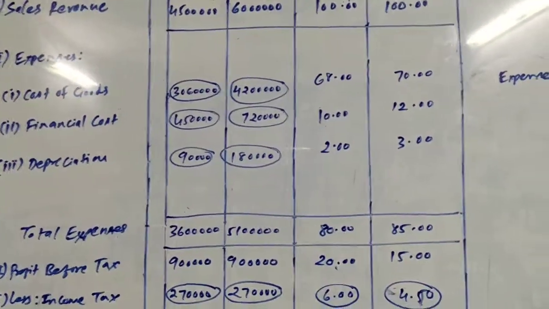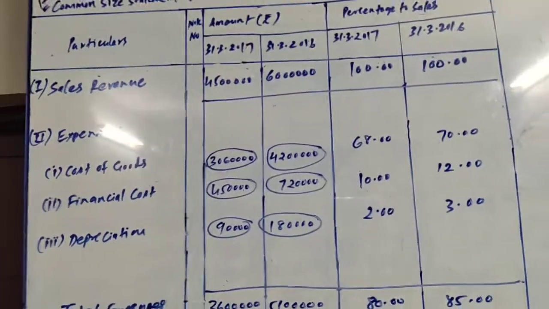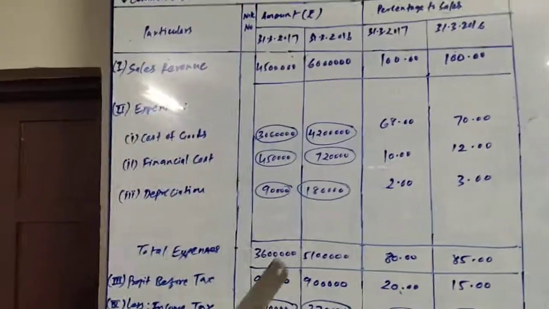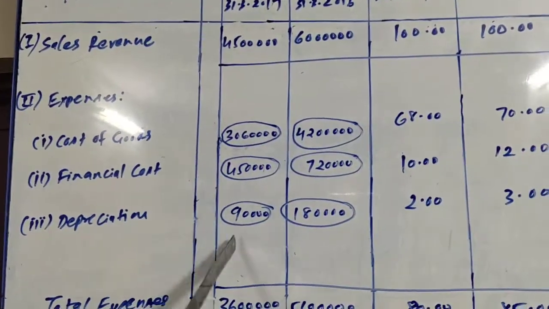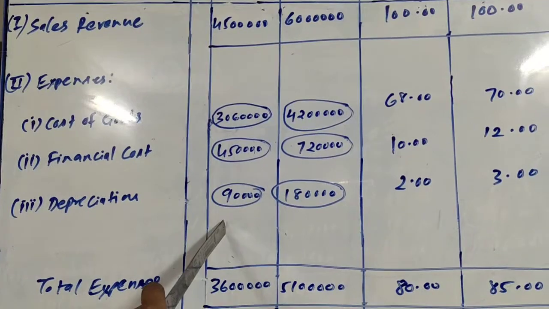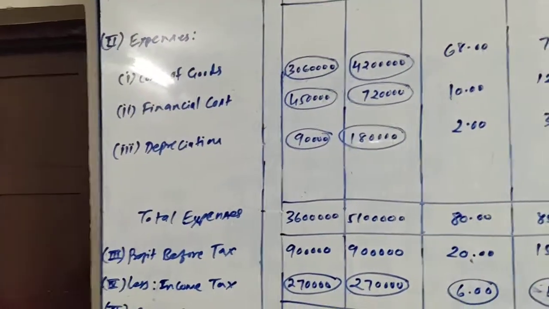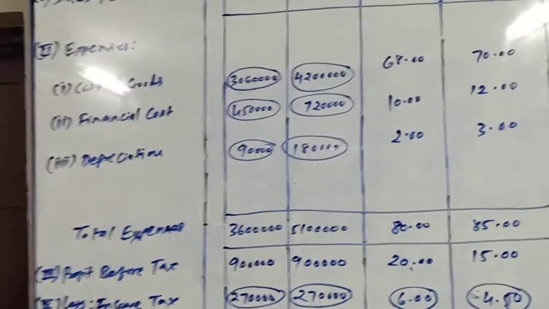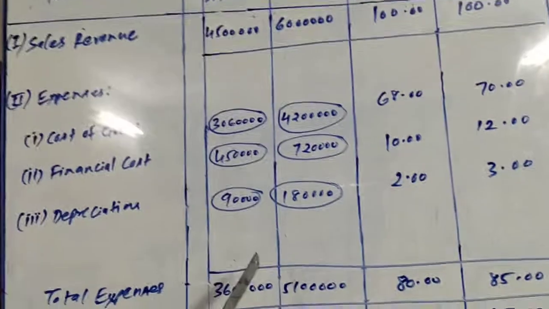So this is how we have to find. Now if we want to confirm whether we have done it correctly or not, we will total 30,60,000 plus 4,50,000 plus 90,000, we get 36 lakh. So 36 lakh we get, and it was already given to us, so we have calculated correctly so far.